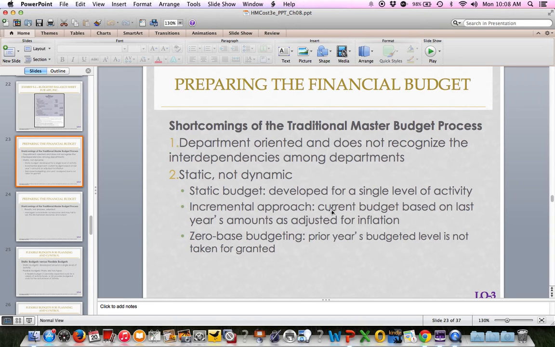That will help. It's also static and not dynamic. By static, basically saying it doesn't change. It's developed for a single level of activity. So if my company expects to make 10,000 units of product X for the year, let's just say that's the only thing I make is product X, and I expect 10,000 units to be it. If I build a budget just based on 10,000, that's what we call a static budget. I'm just basically saying, here's what all my financial statements will look like if I sell 10,000 units.